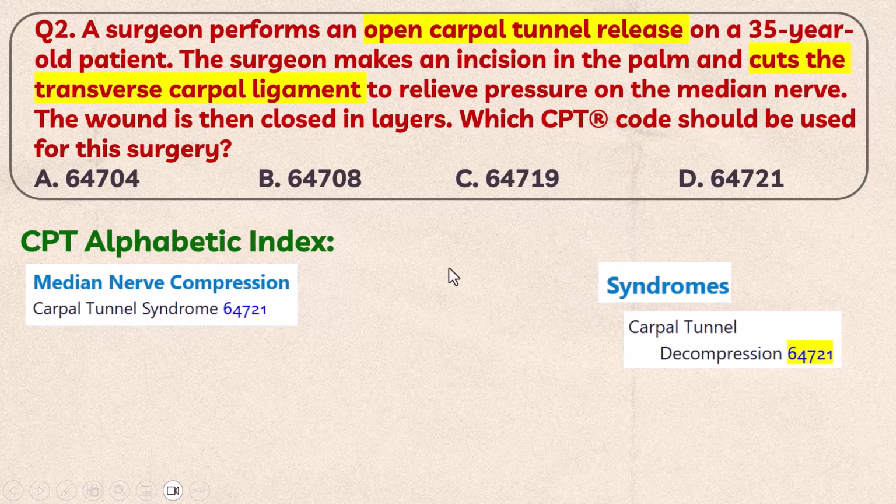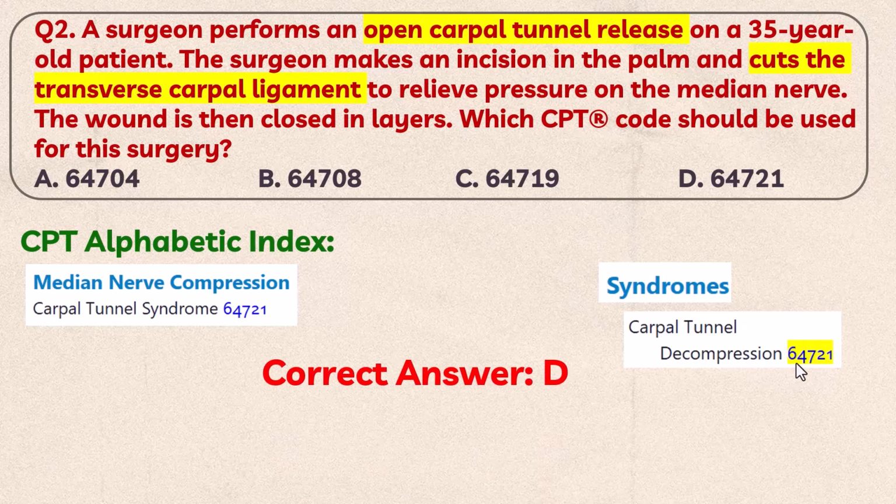Or else you can go for the main term syndromes, then go for the subterm carpal tunnel, then go for the decompression. It will lead you to the code 64,721. So the correct answer will be answer D.